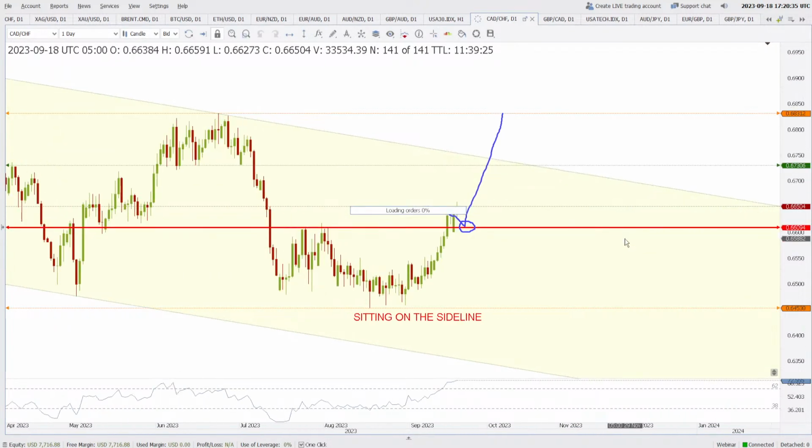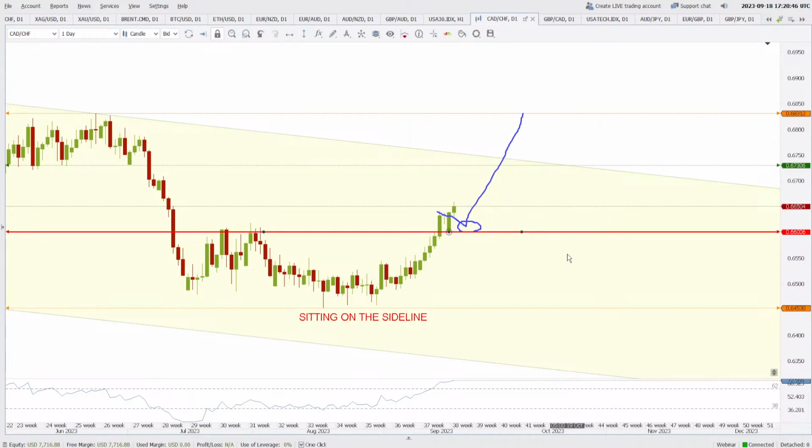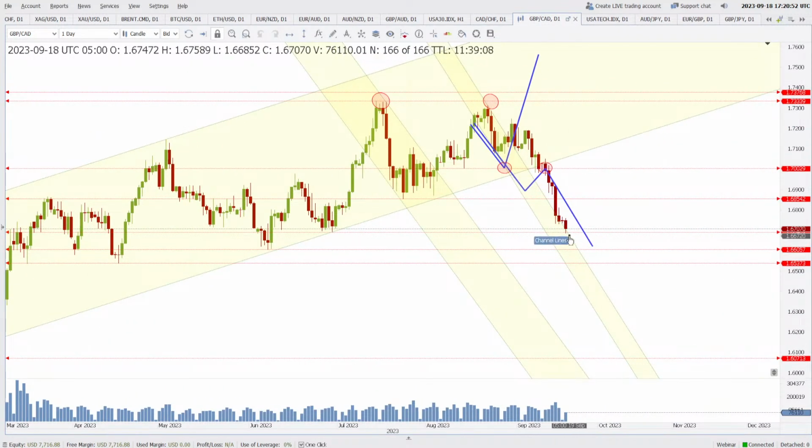CAD CHF. Okay, a break, a retest, boom. Okay, 0.6730 is the resistance now. 0.6609 is the support. Actually, 0.6600 is the support now. GBP CAD, finally a breakdown. First target achieved. Target even was crossed. So 1.6605 is exposed in this market. On the higher side, we have a resistance at 1.6854. This is a very easy market.